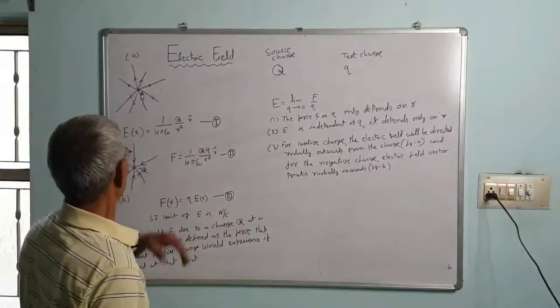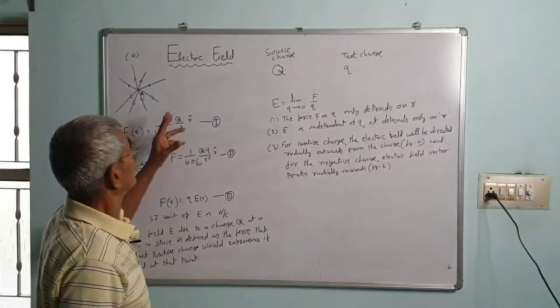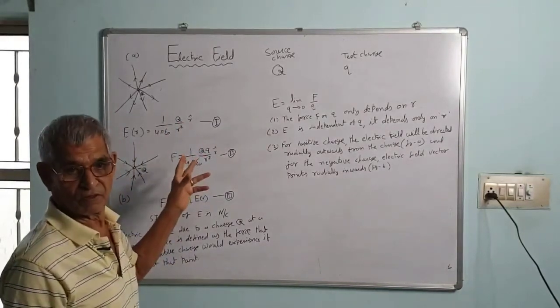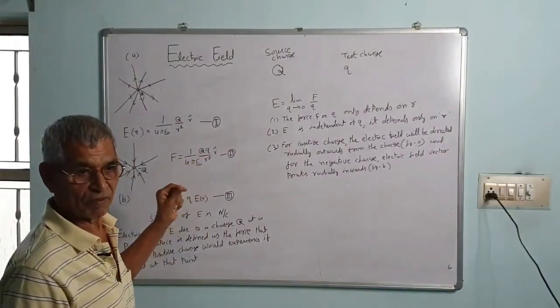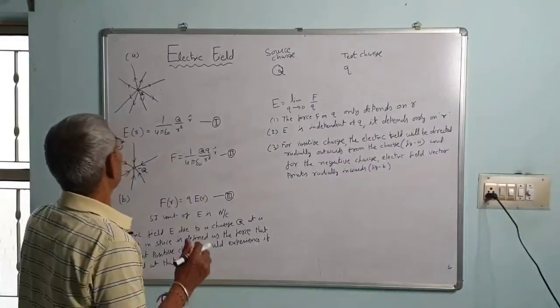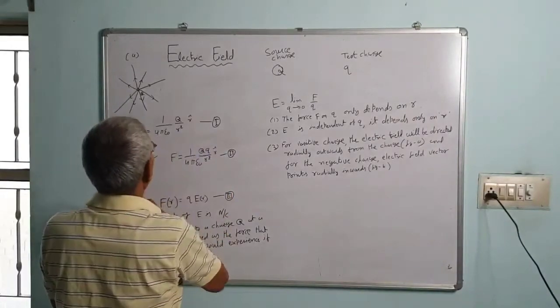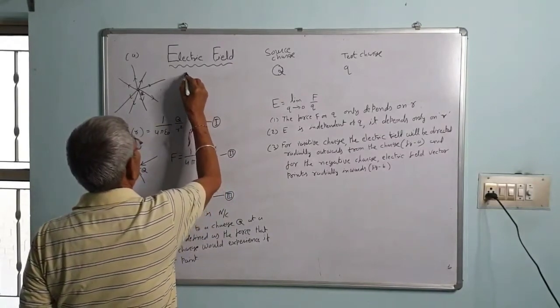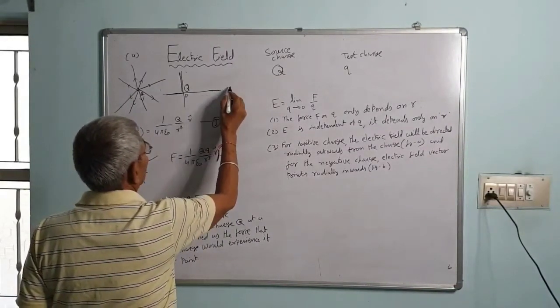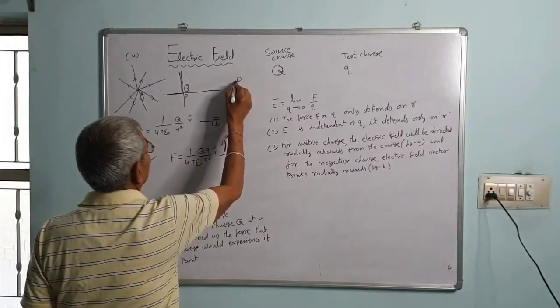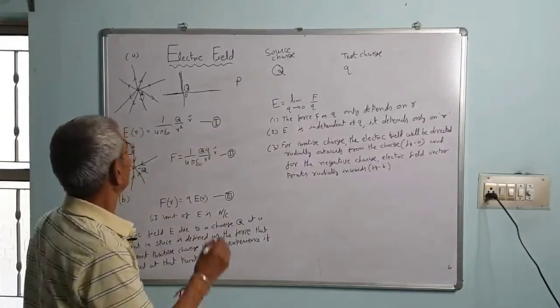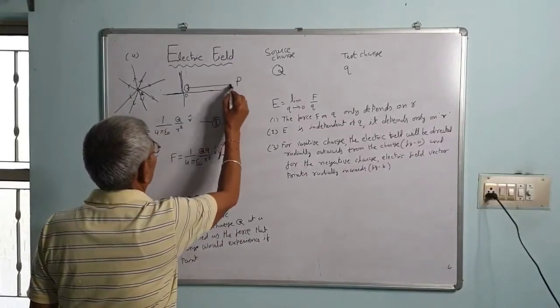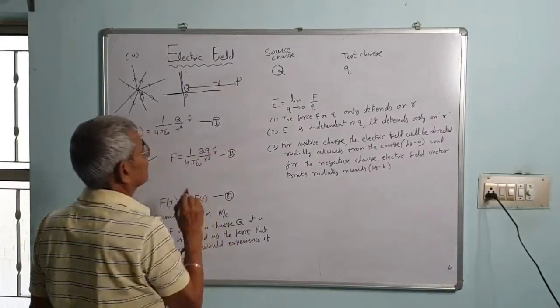Now, electric field or strength of an electric field, also called the intensity of an electric field. Consider a charge Q at the origin. Consider a point P in the space at a distance R.